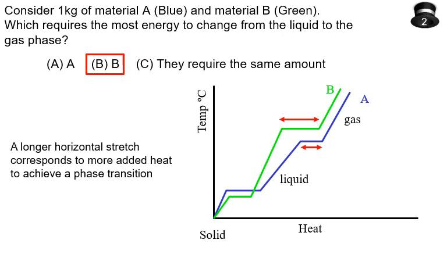So why is that? It's because, again, in these curves, you start out as a solid. Your first horizontal line is paying the latent heat of fusion. You're absorbing that to change from solid to liquid. The second horizontal line is absorbing energy to go from liquid to gas. And if your horizontal line is longer, then that's more heat. And so B has a longer horizontal stretch than A, and therefore requires more energy to do that phase transition.